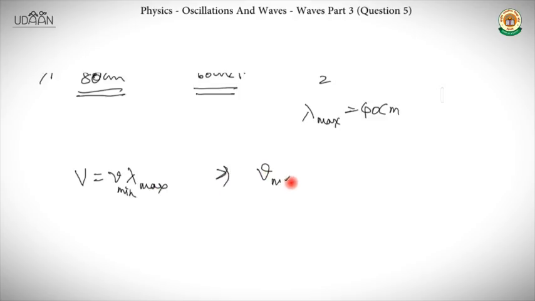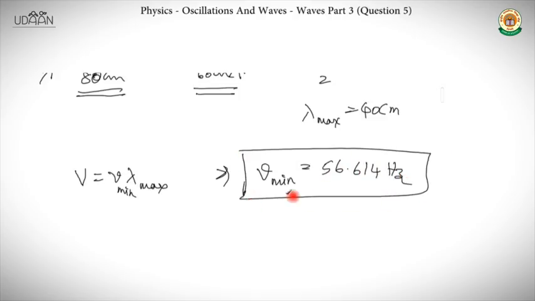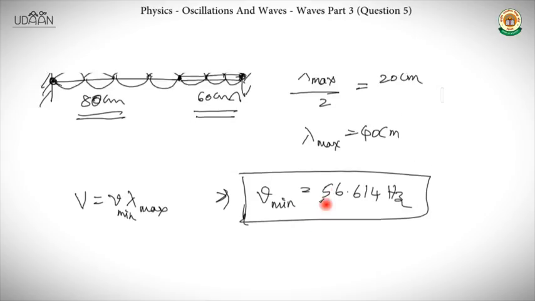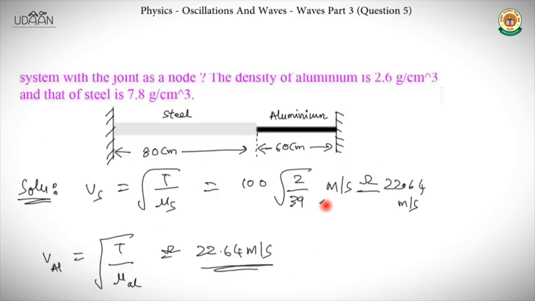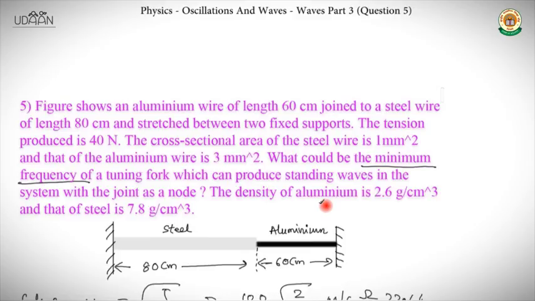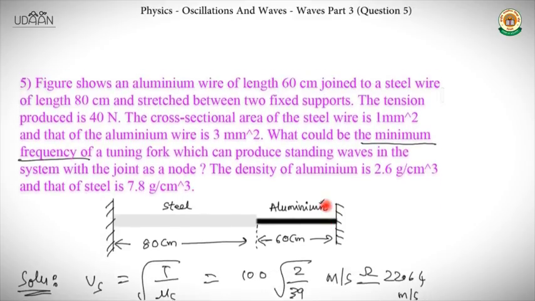From this you get minimum frequency as 56.614 hertz. Okay. So that was problem 5. We can see that we were given a composite system of two different materials, and we were told that it has the same velocity. Based on the values, it turned out to be the same velocities.